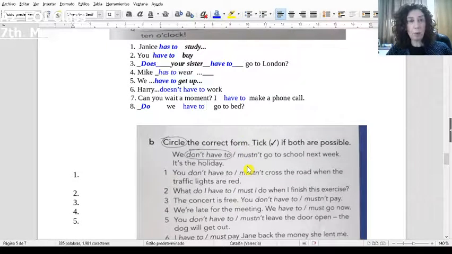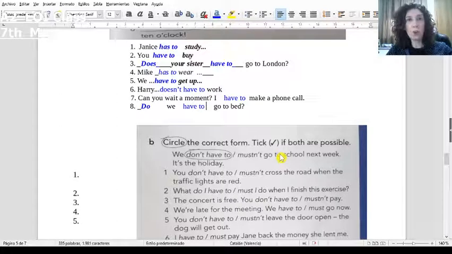And now you have this one. B. Circle the correct form, tick if both are possible. Quan menys tics milloren. Sols pot ser tick en el have to i en el must, però penseu que m'agradaria que distinguireu que have to és una external obligation, a strong obligation.